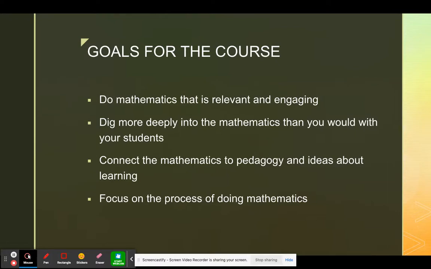In addition, we're focused on the process of doing mathematics in this course. It's not about getting the right answer. It's about how we can engage in mathematical thinking, and not only engage in the mathematical thinking, but communicate that thinking to others.